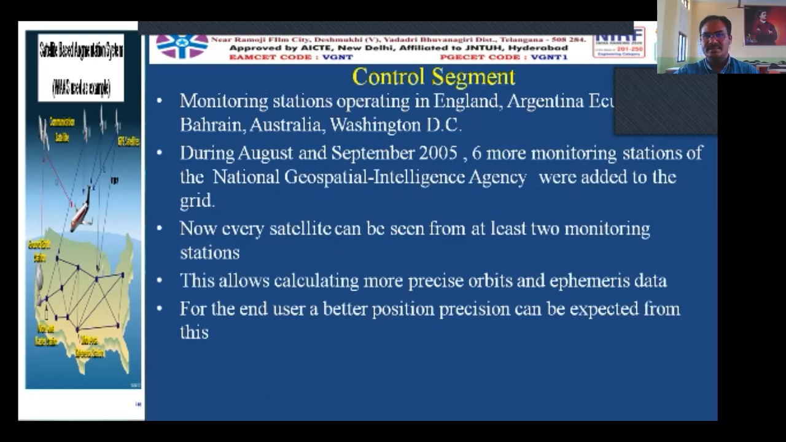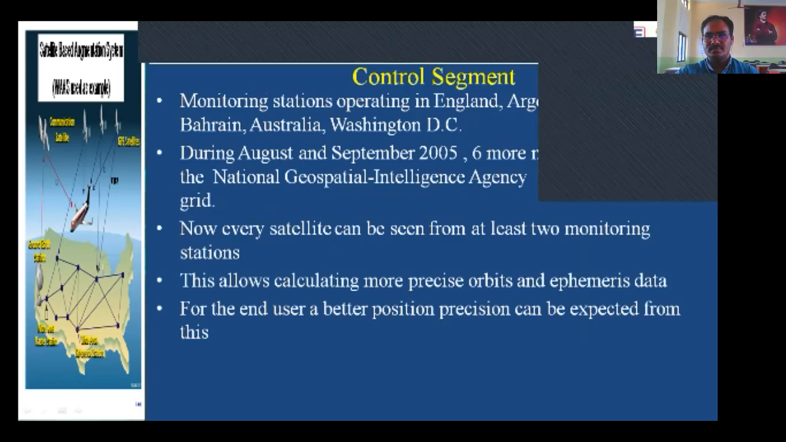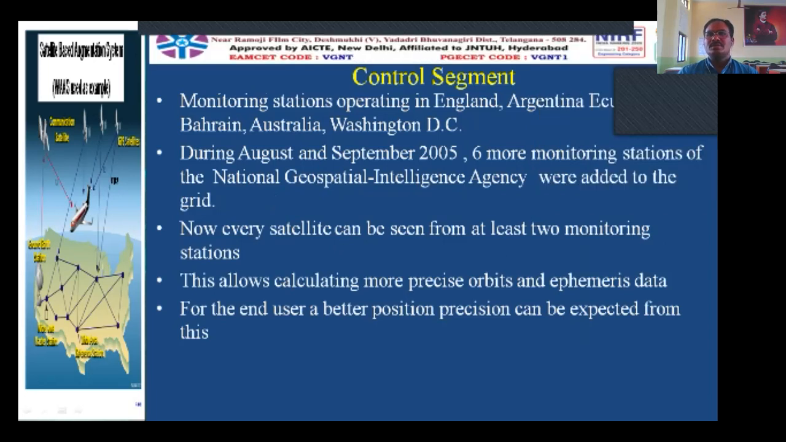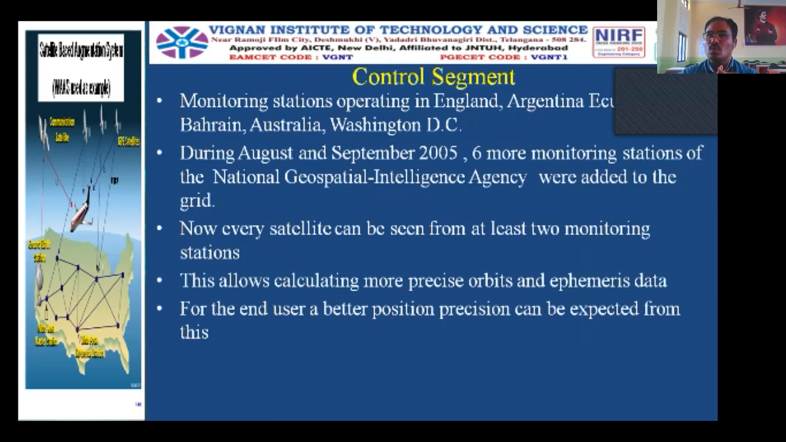So is this clear? Any doubts in the trilateration technique? So in the trilateration technique, I'll summarize. What is the information that a radio frequency signal transmitted by a satellite consists of? It consists of its own position and the clock, that is time information, the time of transmission.